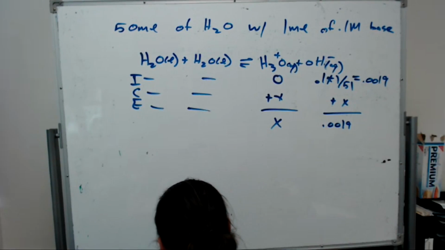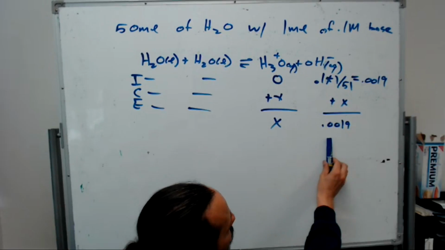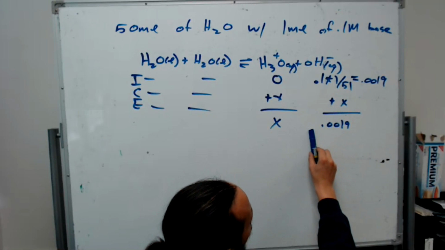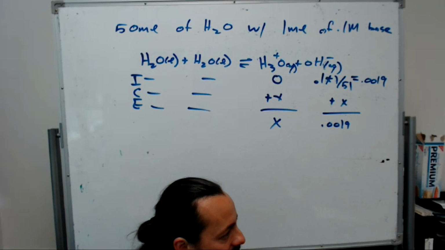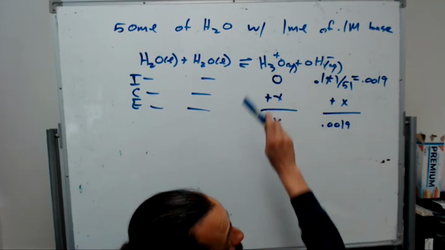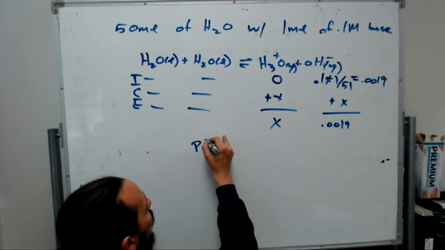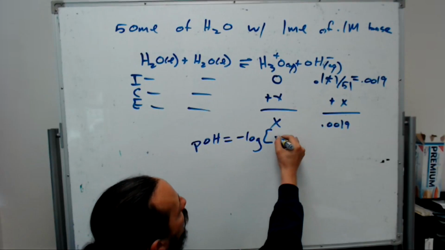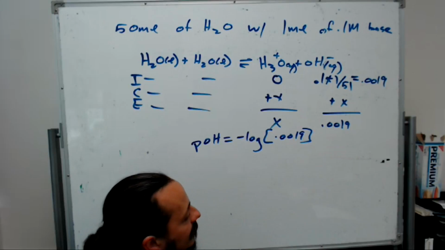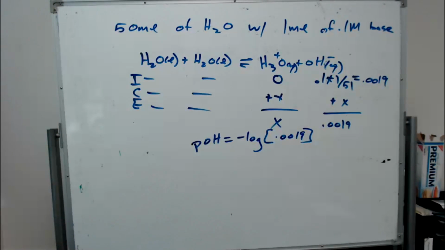Notice my concentration of hydroxide at equilibrium is just the dilute concentration of hydroxide. So all I had to do was find the dilute concentration of hydroxide. I don't need to do an ice table. And then I can just say my pOH is equal to the negative log of 0.0019. I don't need to do the ice table. I can just take the dilute concentration of strong base.